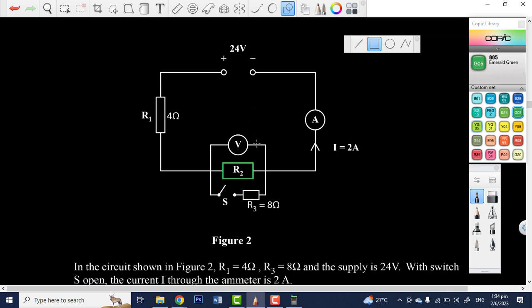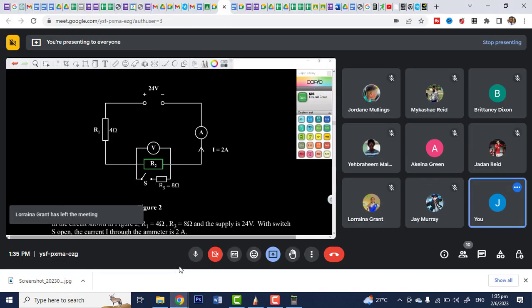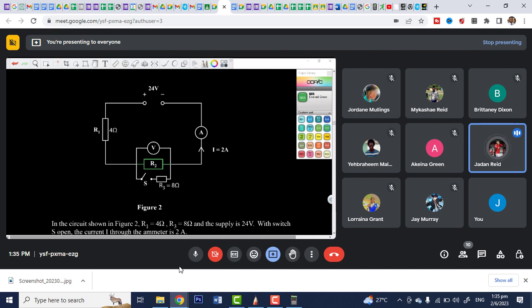What can we do to find the value of R2? Any suggestion? Brittany, how can we find R2? Sir, may I divide the current by voltage and then subtract R1 from it.